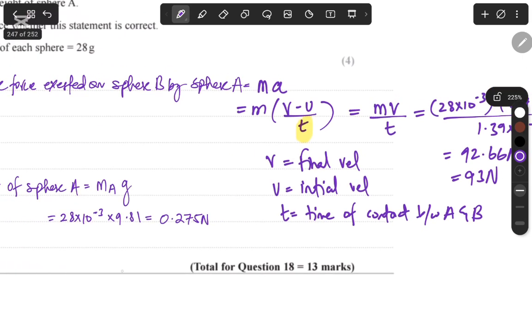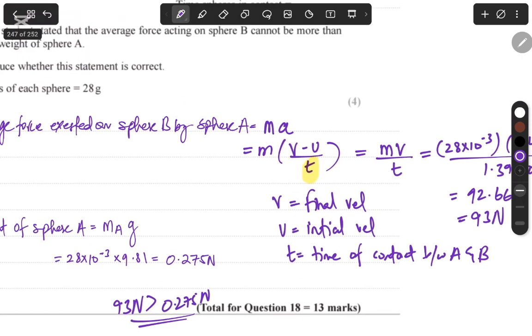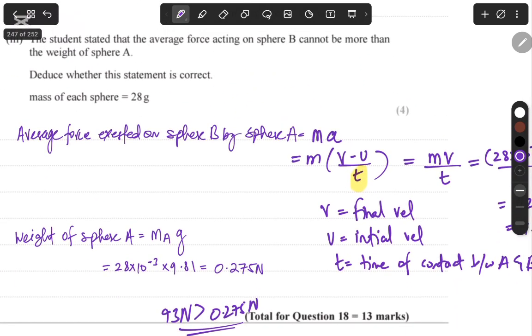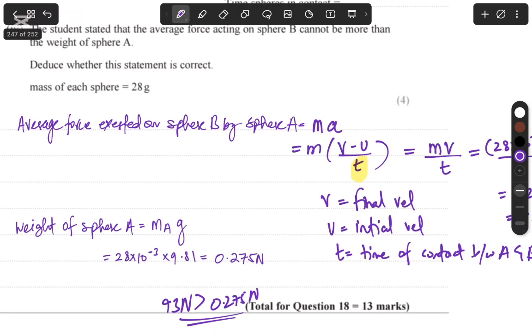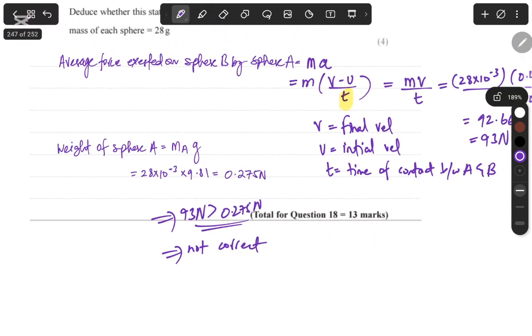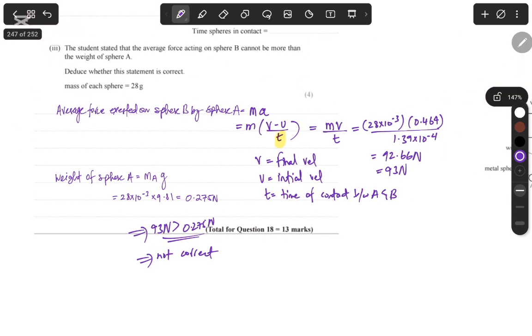Now we can clearly see that 93 newtons is greater than 0.275 newtons, and that clearly contradicts what the student says. It says that the average force acting on sphere B cannot be more than the weight of sphere A. So the statement is not correct. Remember to write your comparison and your final conclusion. That's going to get you the marks. Otherwise, you might not be awarded a mark by the examiner.